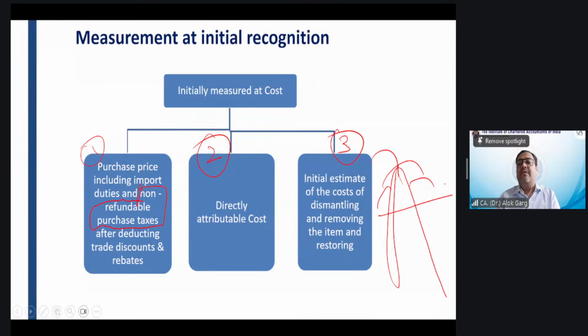The company has installed a telecom tower on the rooftop of a lessor. So for example, Saminathan's house is there. Saminathan has given his rooftop to Bharti Airtel for installing the telecom tower. Now, what is the cost of the telecom tower which is capitalized as PPE? Of course, the cost of the steel, cost of the installation, cost of the labor. Those costs need to be capitalized as a cost of PPE.